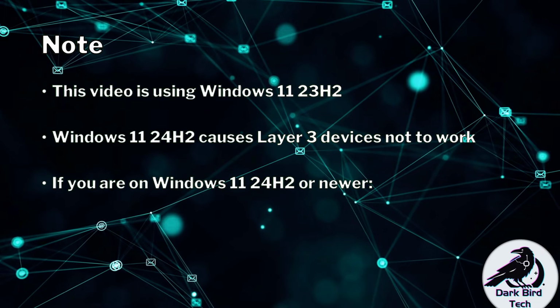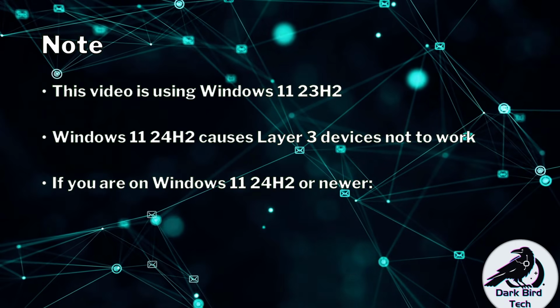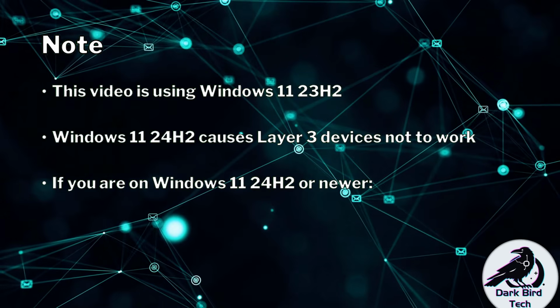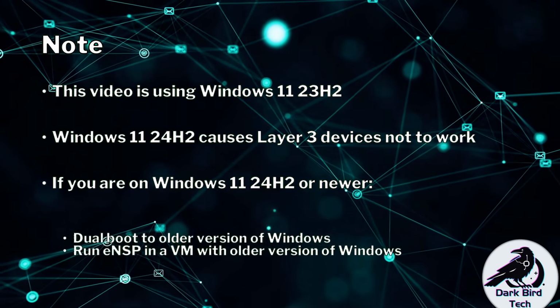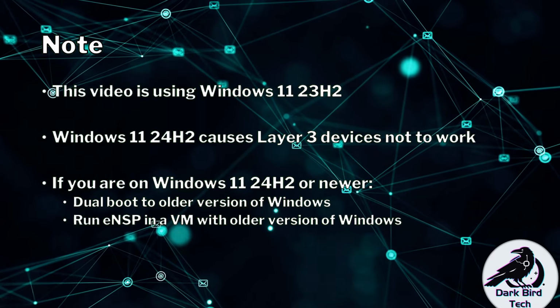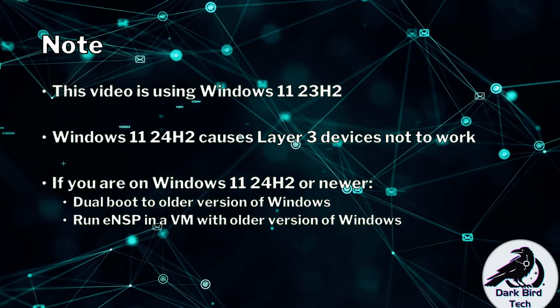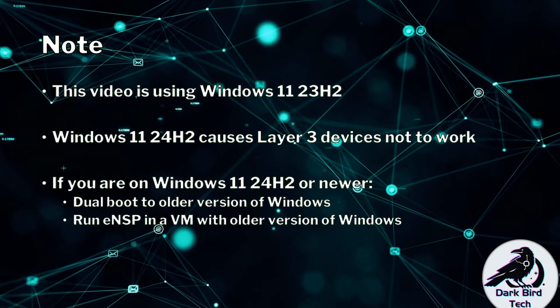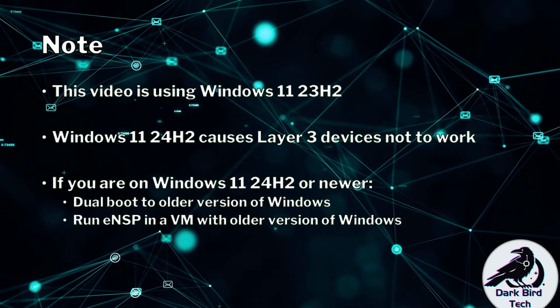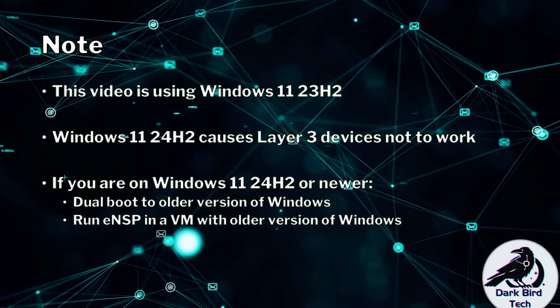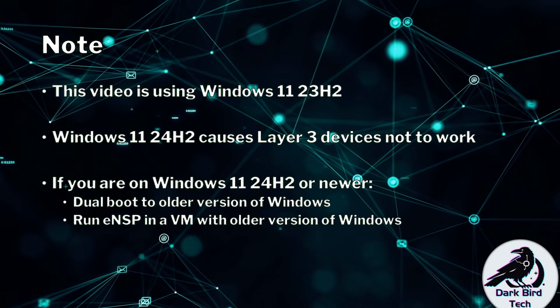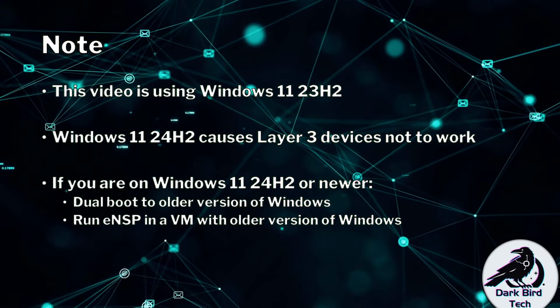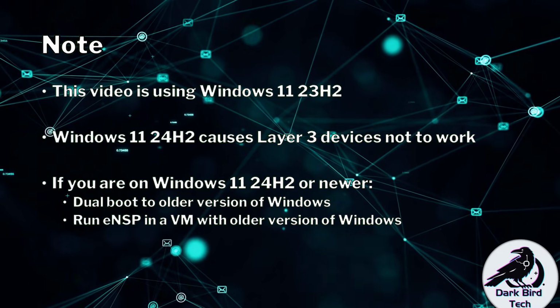But if you are using Windows 11 24H2, you could try and roll back to 23H2 if it's still possible on your machine. If not, you could consider dual booting your computer to an older version of Windows, or running eNSP with a VM that's got an older version of Windows in it. Now, if you're going to go for an older version of Windows, I suggest maybe Windows 7 or Windows 8, as eNSP was designed in that era when those two operating systems were supported.